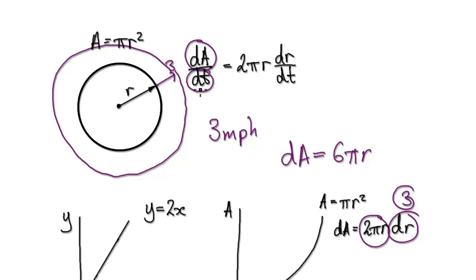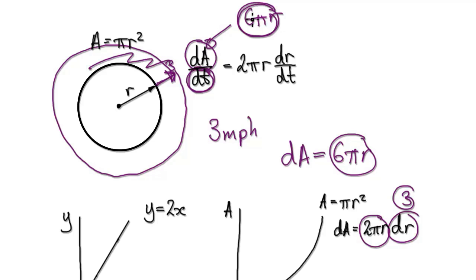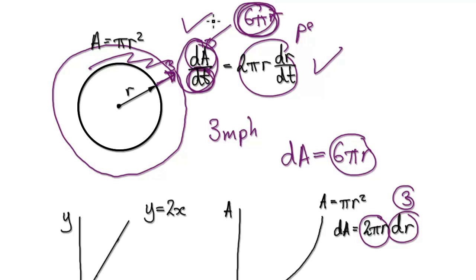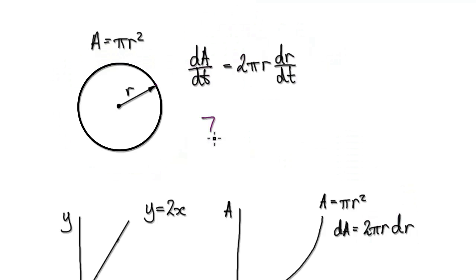So the change in the area is this thing here, 6 pi r. But then this is a change in the area per hour. So even if you have 3 meters per hour, it still makes sense because the area would have changed by this amount, and that's for 1 hour. That's per hour. So this side makes sense, and this side here still makes sense. Even if you consider, let's say, 7 meters per minute.